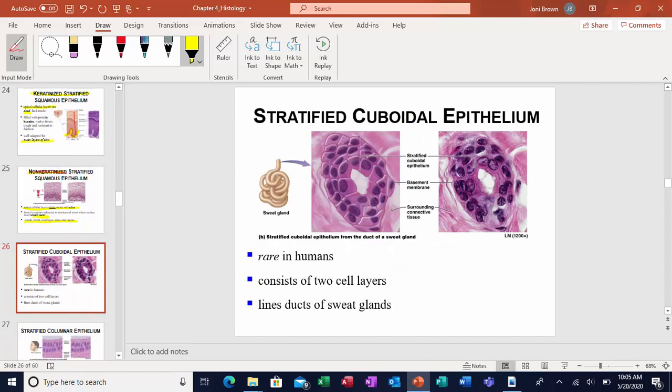The next type is stratified cuboidal. And it's going to have usually 2 or 3 layers of cube-shaped cells. It's rare in humans. We find it in our sweat glands, in the ducts. And you can see the basement membrane being around here, and the apical surface is here, okay? That's the apical surface of the cells. And you can see that they're shaped like cubes or boxes, and you got several layers.